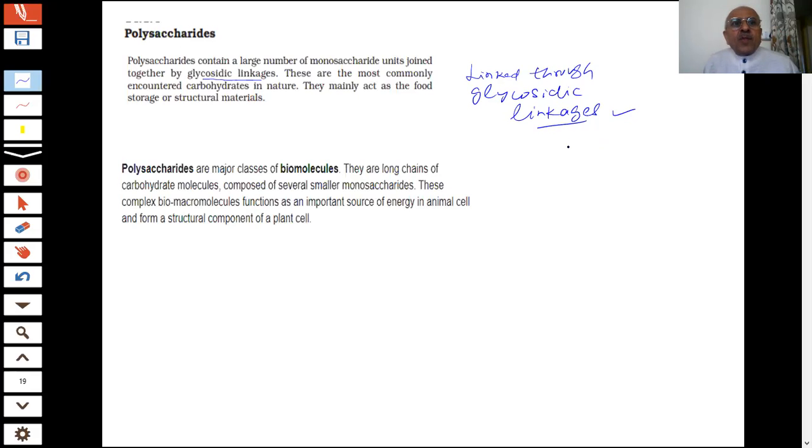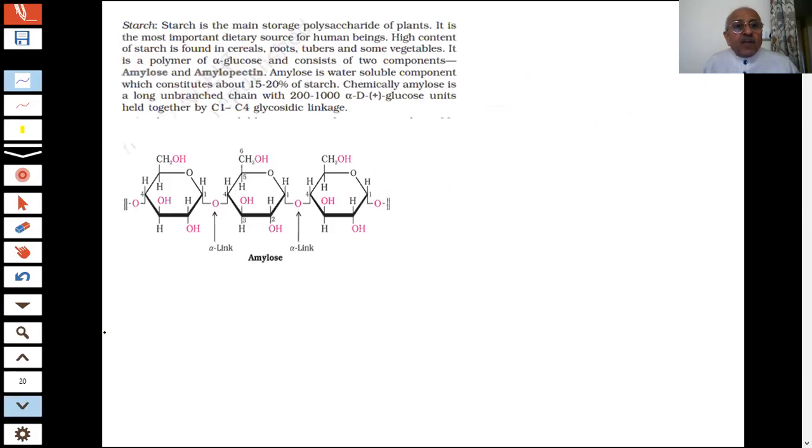So polysaccharides are the ones which are our main source of food and food storage, and they are major biomolecules, long chains of carbohydrate molecules composed of several smaller monosaccharides. Mainly, they function as an important source of energy in animal cells and form a structural component of plant cells also. So polysaccharides are important. The most important polysaccharide you have is starch.